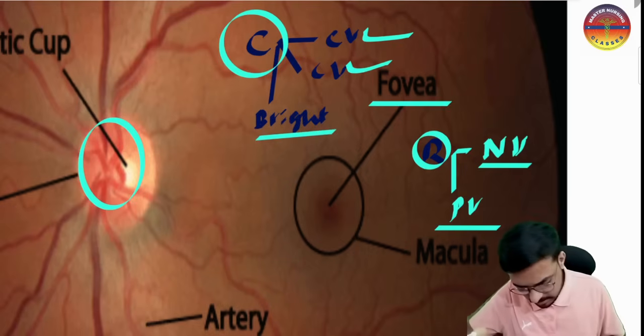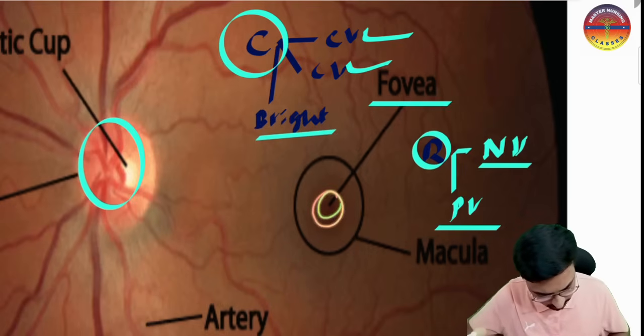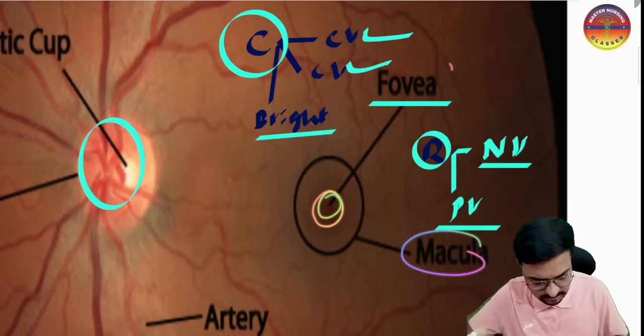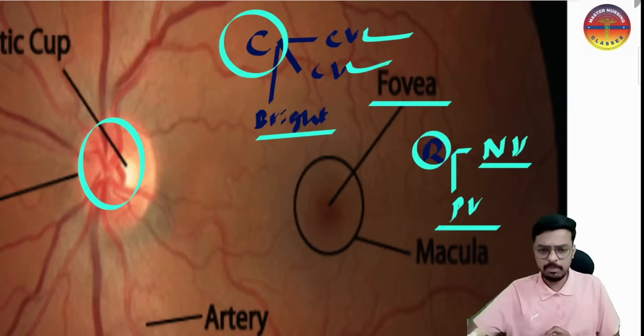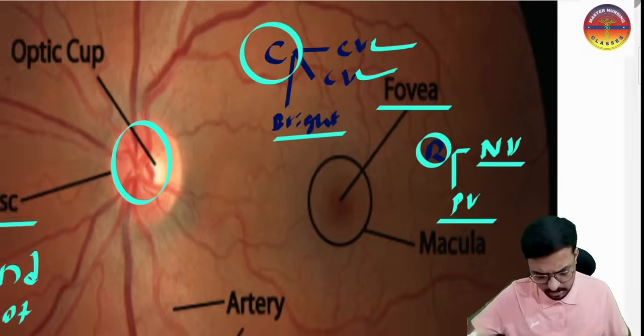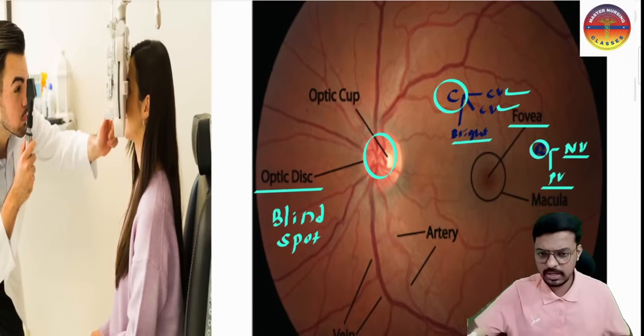So the maximum visual acuity will be seen in this particular depressed portion in the macula lutea, that is the fovea centralis. I hope it is very clear to every one of you. Okay, so these are all the things we are going to see here.